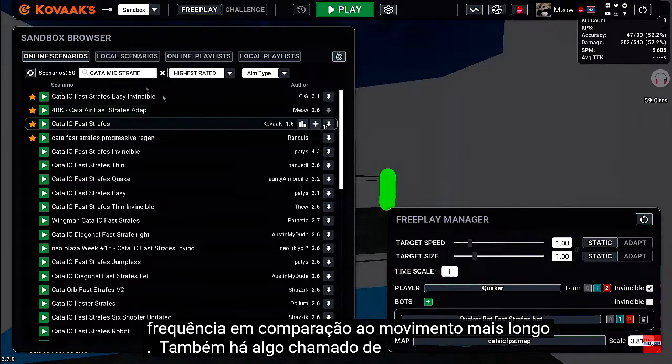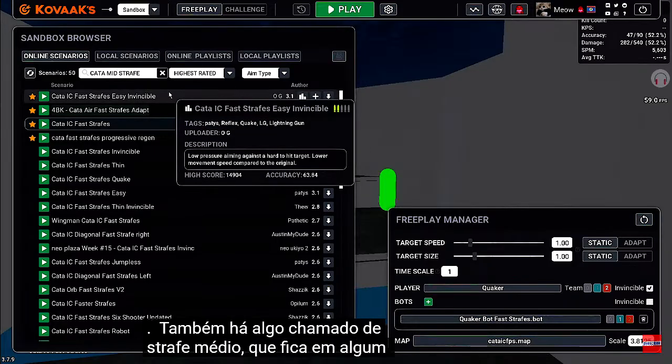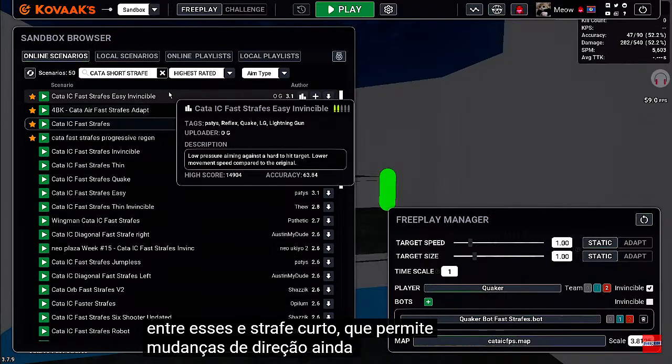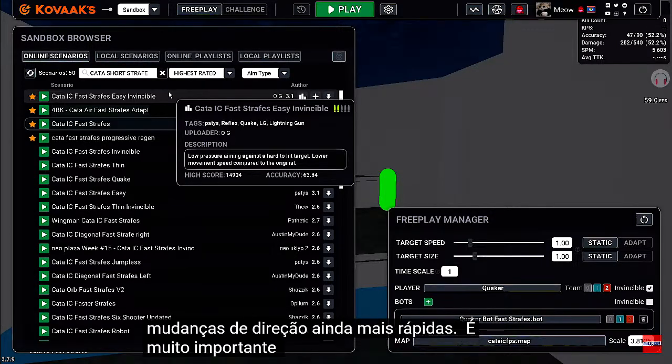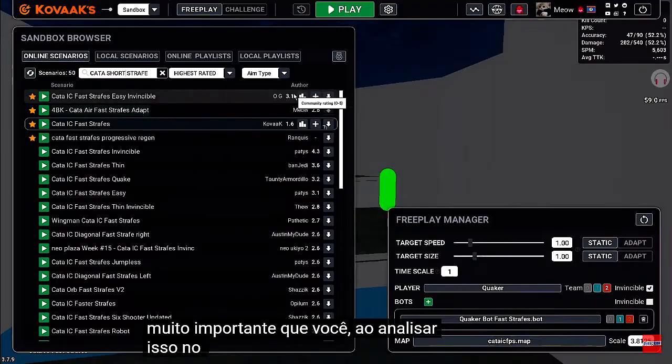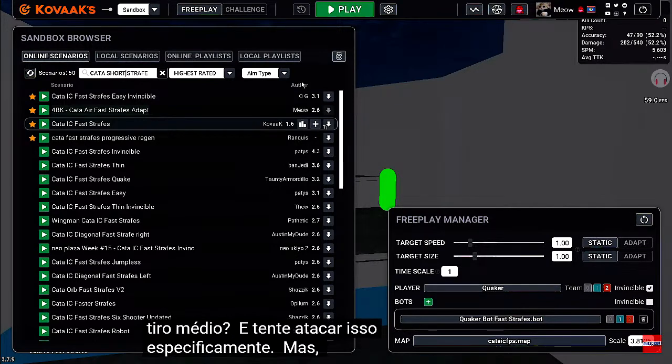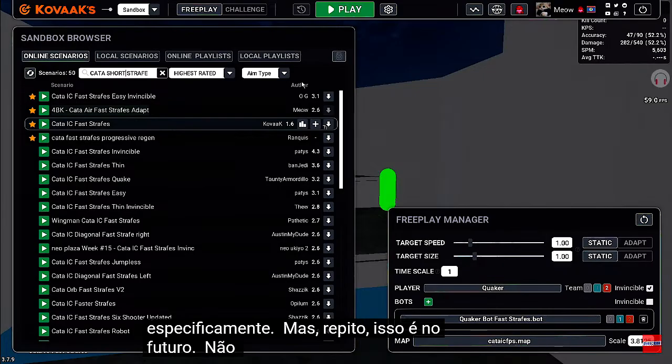Also something called mid strafes, which is sort of somewhere in between those, and short strafes, which is even faster changes in direction. It's really important when you're looking at this in the future to identify where you're struggling. Is it the long strafe, the short strafe, the mid strafe, and try to attack that specifically. But again, that's in the future. Let's not get ahead of ourselves.